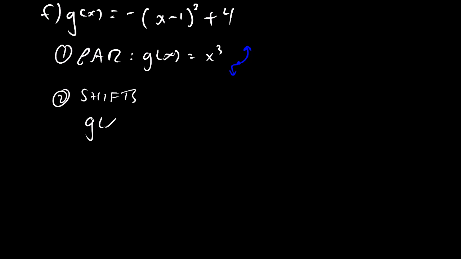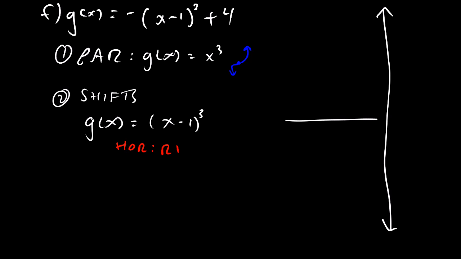So 2, we're going to do our shifts. So g of x is equal to, start off small, x minus 1 cubed. Cubed. What does this do? The 1 is detached, so we have a horizontal shift. It's going to go right 1. Oh my gosh, we don't even have our coordinates. Come on, Mr. Hill, get it together. We're going to go right 1.